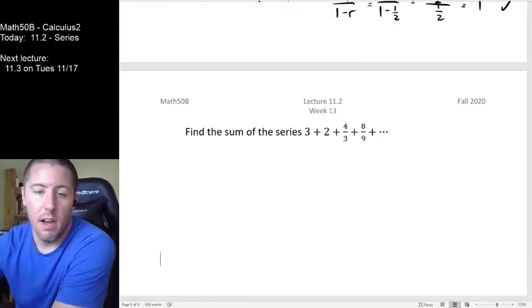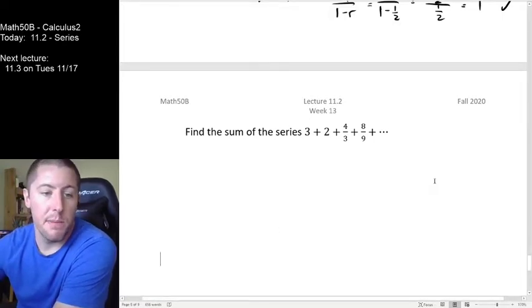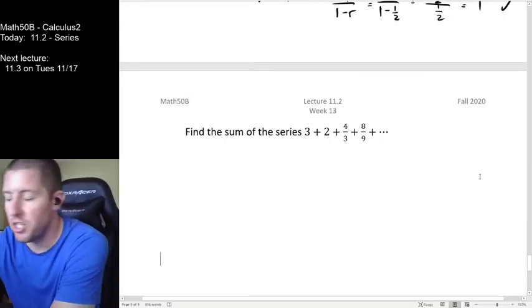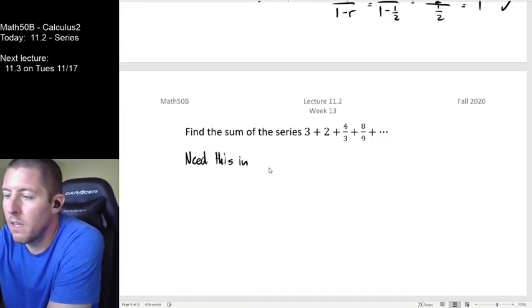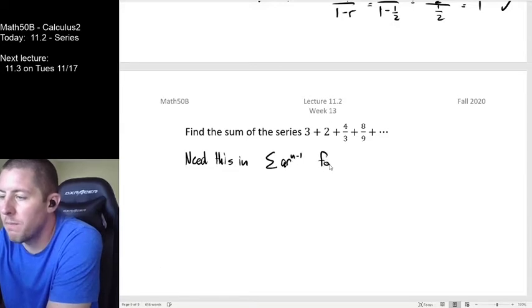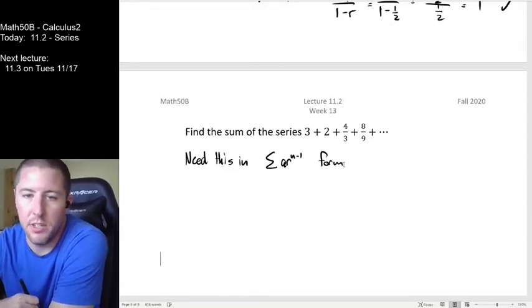Find the sum of this given series right here. So the important thing that's happening here is I'm not giving you any sort of summation notation. We need this written in the sum of a times r to the n minus 1 form, or else we just don't know what to do right now, right?